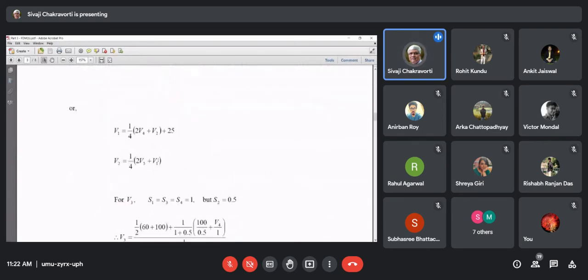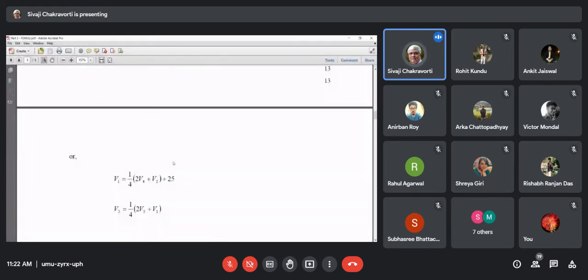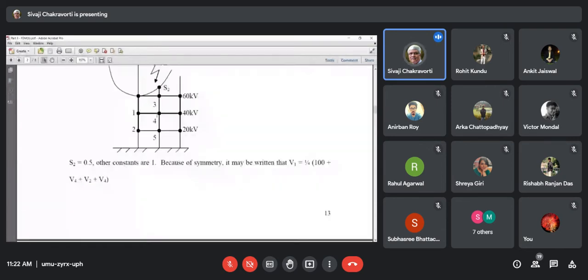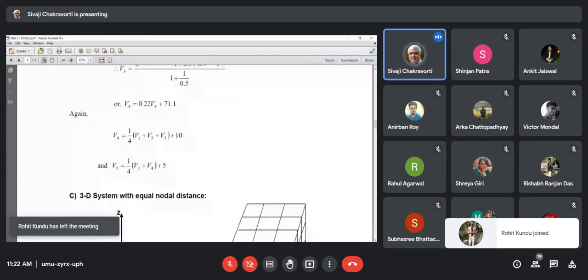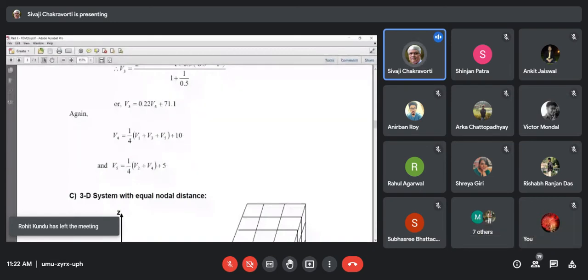Similarly for V3, it is equal nodal distances. By the way, 1, 2, 4, 5, they are all equal nodal distances. Only V3 has an unequal nodal distance. So if I take V4, I use the equal nodal distance equation. Then if I take V5, I use the equal nodal distance equation. Only for V3, I use the unequal nodal equation.